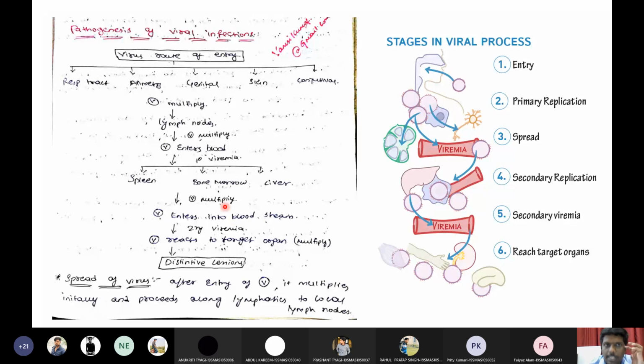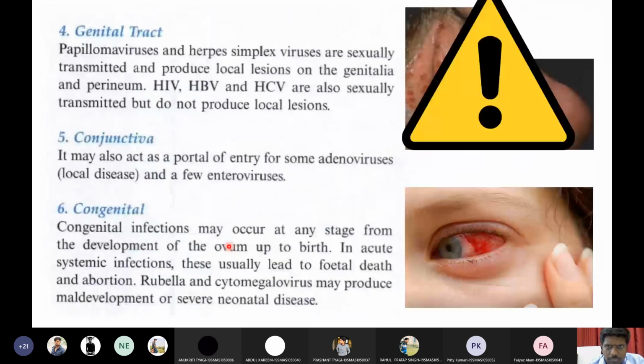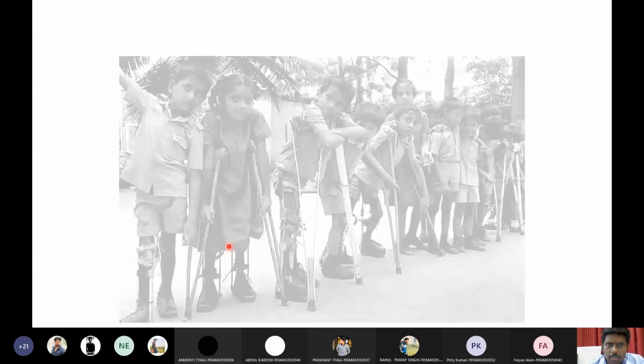So this is the basic pathogenesis of any virus. Route of entry, spreading into nearby lymph nodes, then entering into blood, primary viremia, then going to central foci, spleen, bone marrow, liver, then again entering into blood, called secondary viremia. After secondary viremia, the virus will go to the target organ and cause the infection. So this is the basic pathogenesis of a virus. Okay, this is all about this.